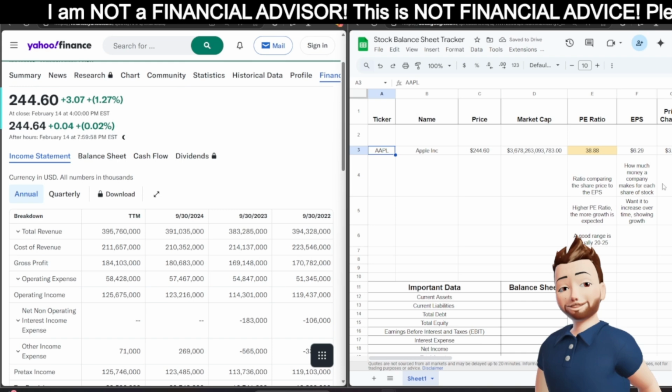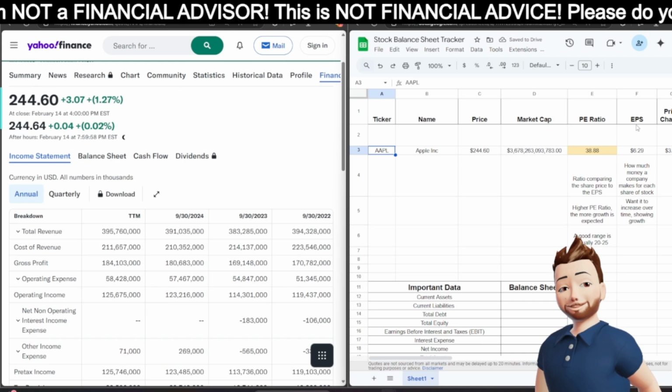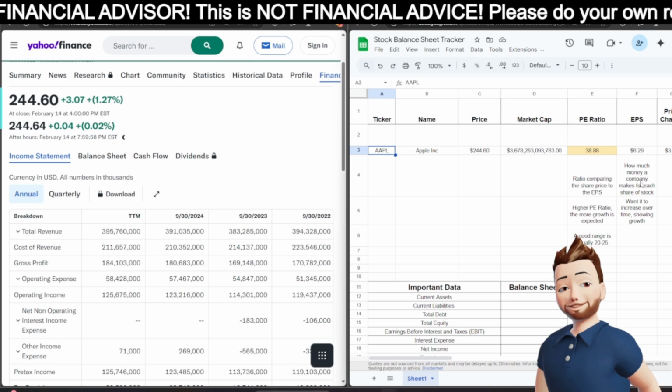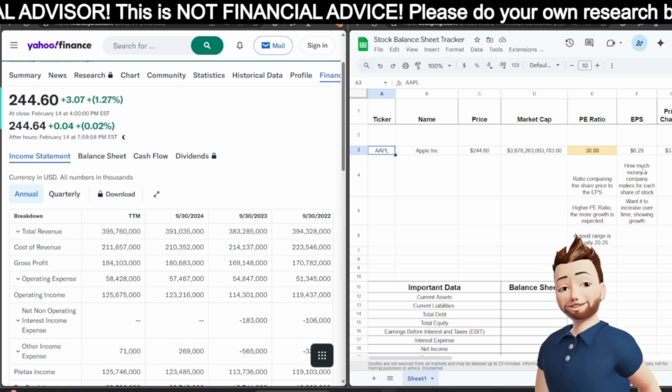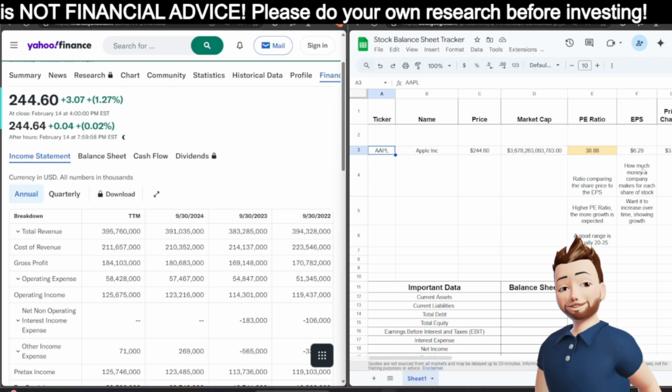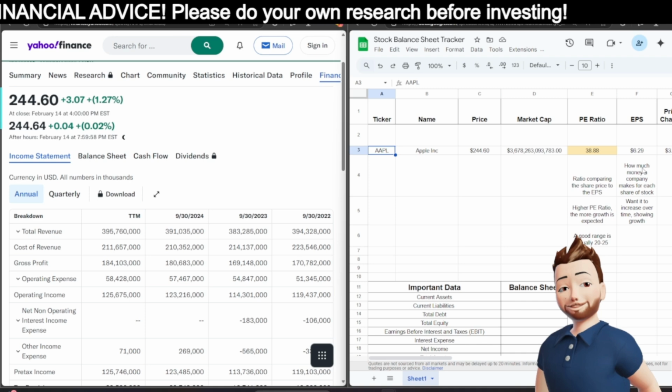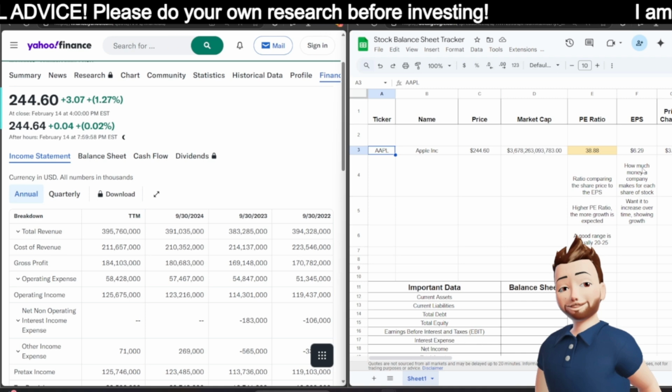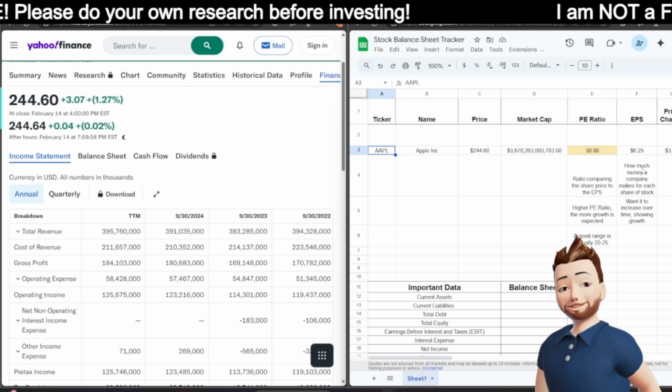The earnings per share, breaking down what that really means, is how much money a company makes from each share of stock. So when you buy one share of Apple at $244, you're hoping to get about $6 back per share, which is what the company expects you to get as a result.